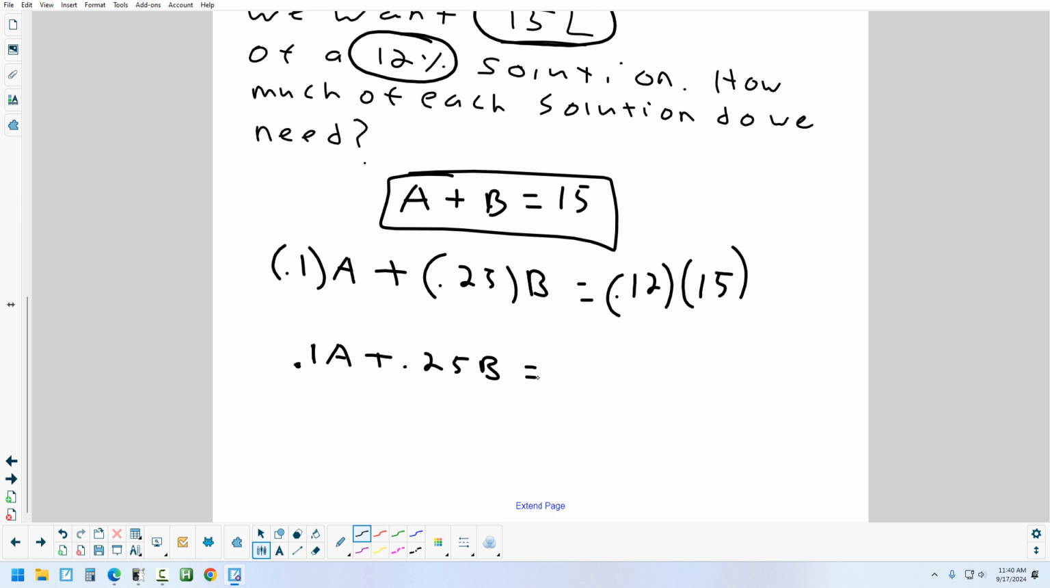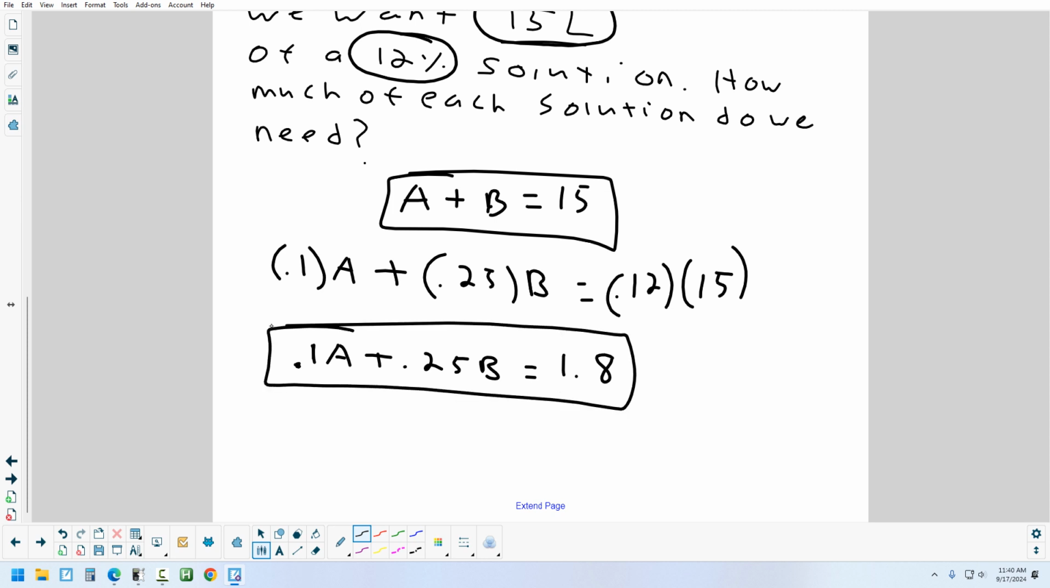I think 0.2 times 15 was 1.8. Somebody can double check me on that, but yeah, from the last class, I just remember doing it. Okay, there's your system: 2 equations, 2 letters.